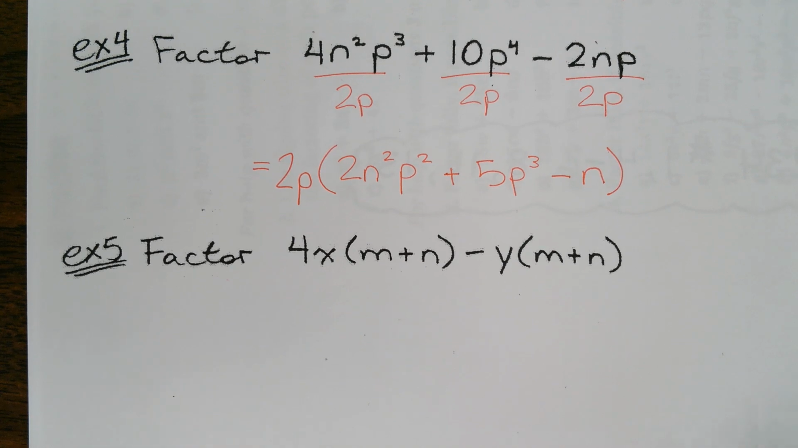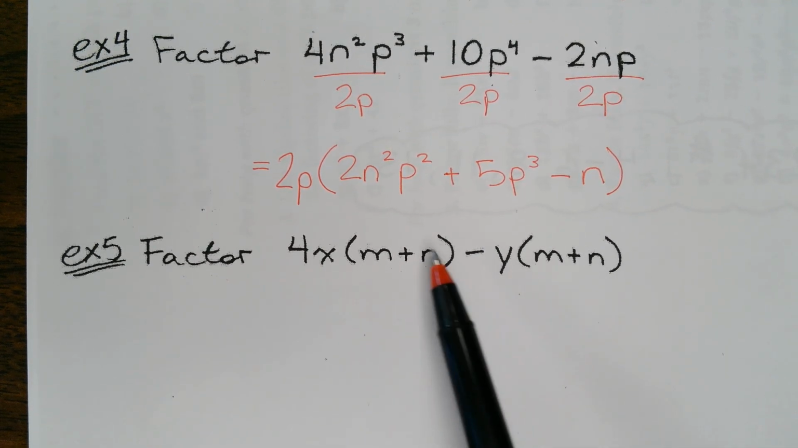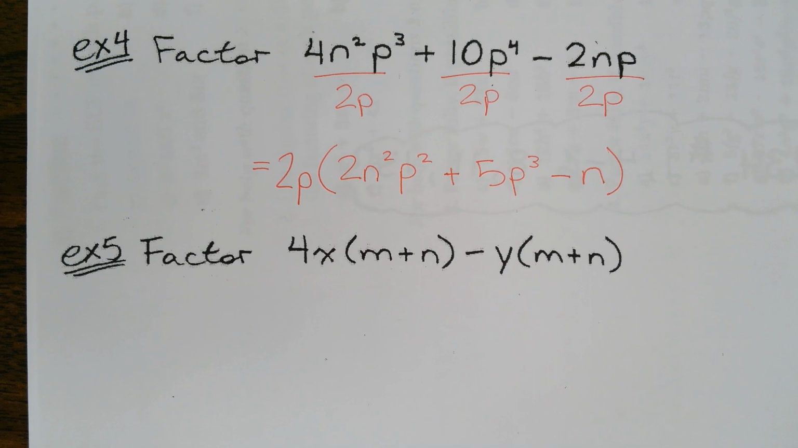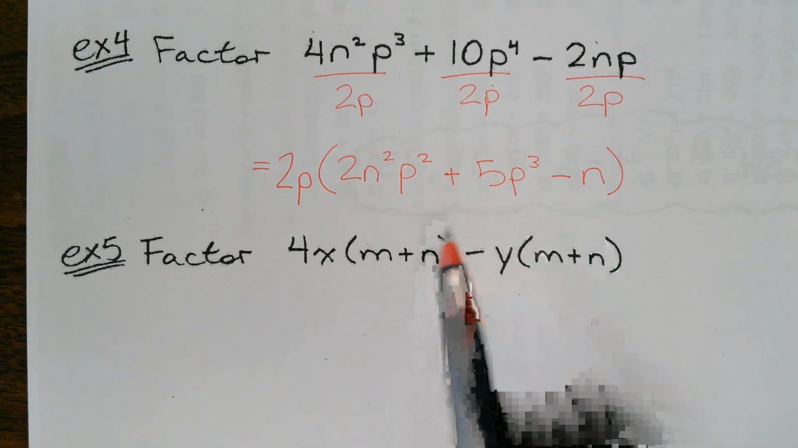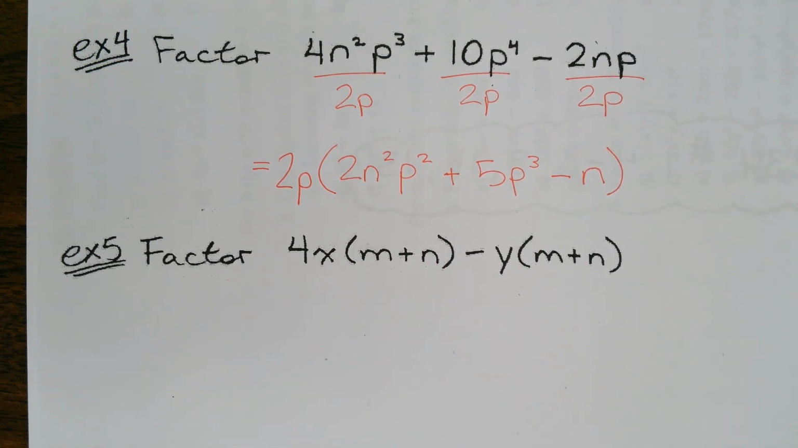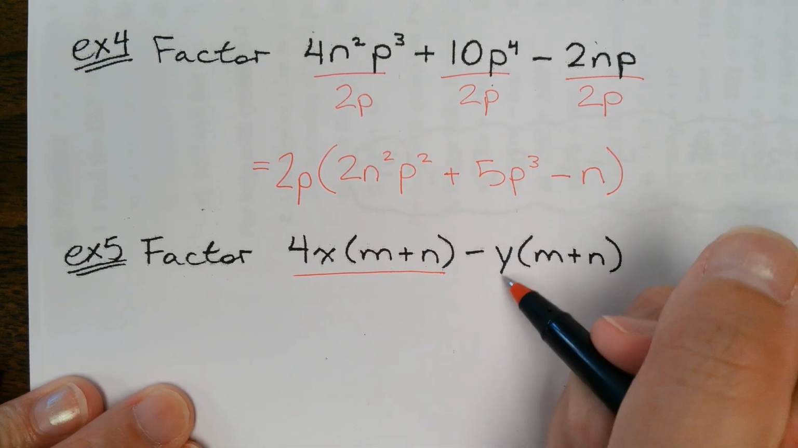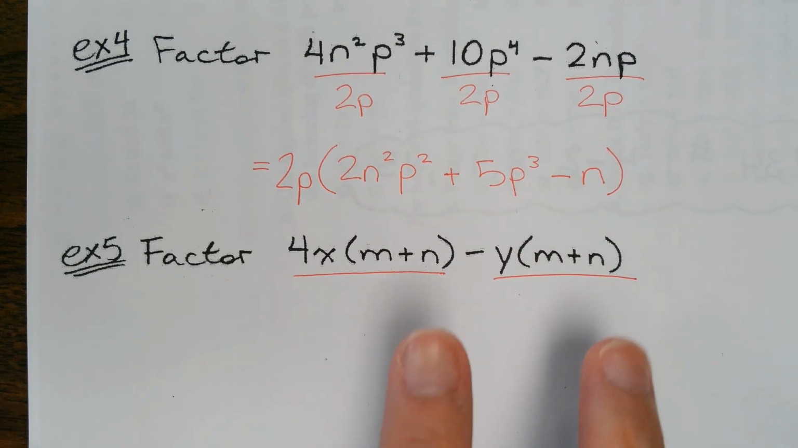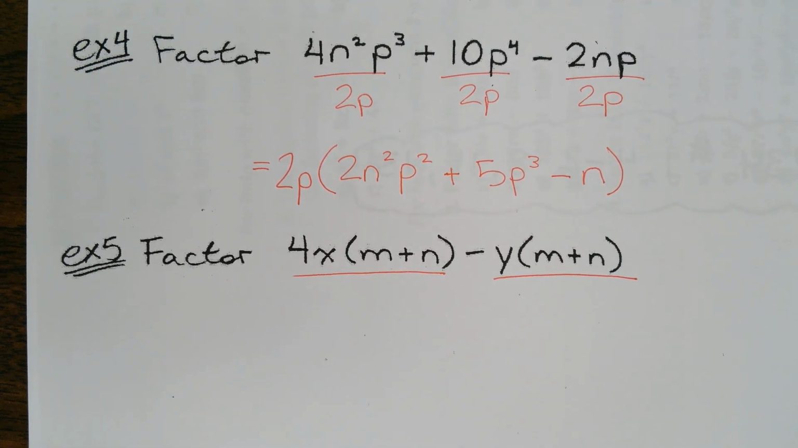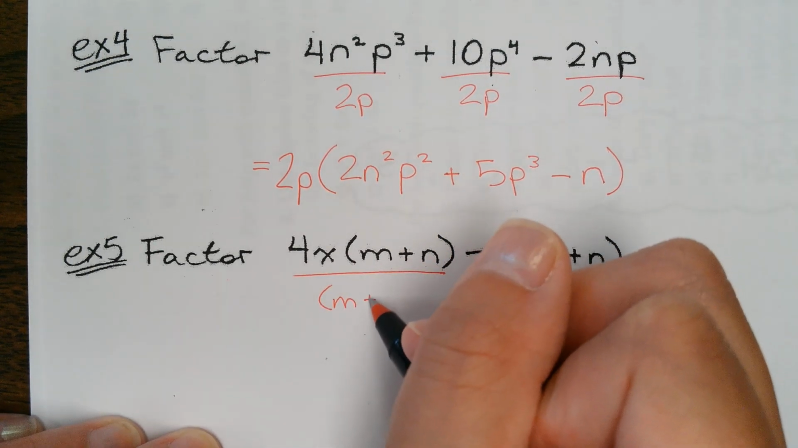All right, example 5. Okay, so this is a tricky one. Now, without changing anything, without expanding this out, just looking at this, how many terms do I have? Jay? 2 terms. That's right. I have this term and I have this term. So looking at just these 2 terms, what's common in these 2 terms? m plus n.